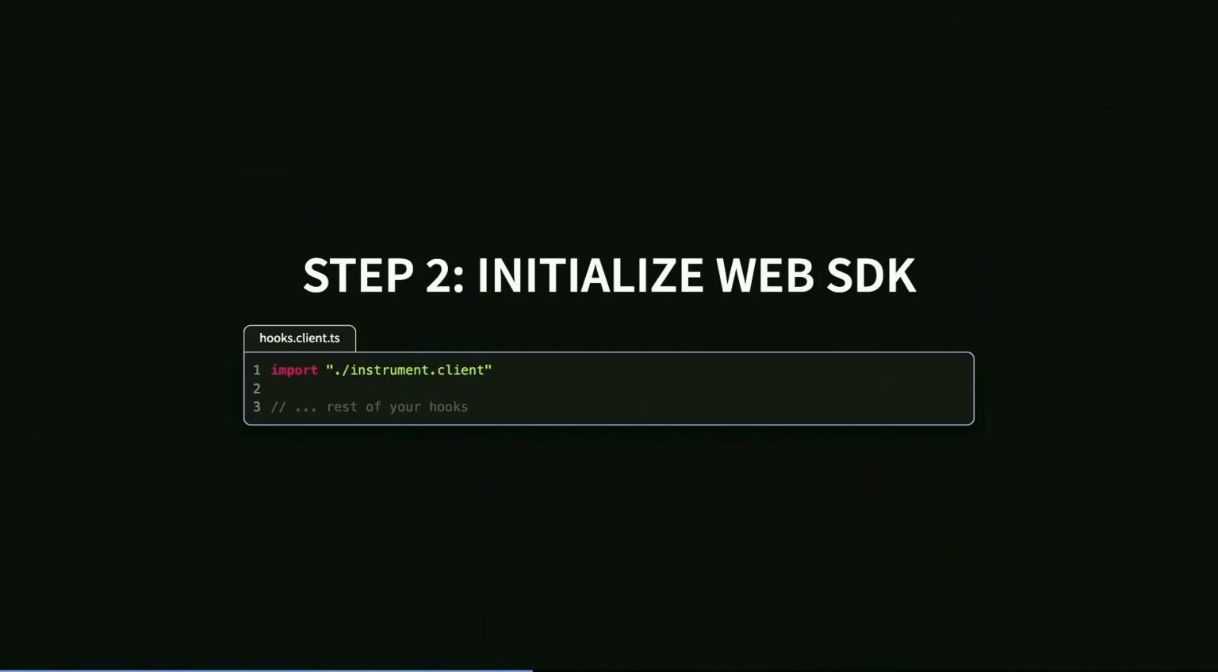Right, and now we just have to add this file to our SvelteKit application. So one way you can do this is to import it at the top of your hooks.client.ts file, because this ensures that the SDK is loaded very early in the client-side lifecycle of SvelteKit. And it means that we essentially have an overview of everything that's going on right from the start.